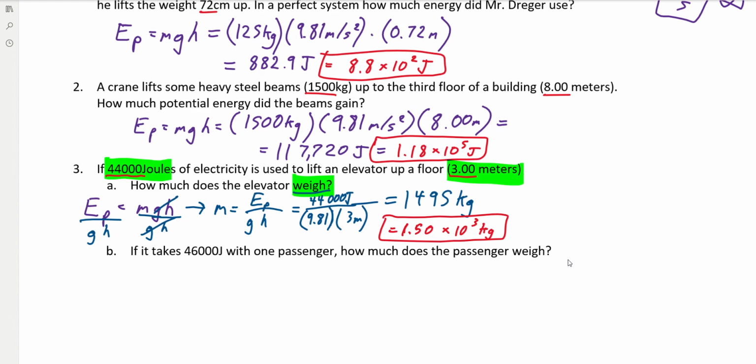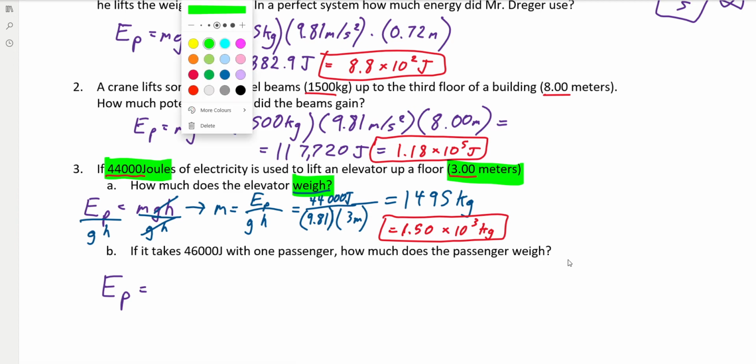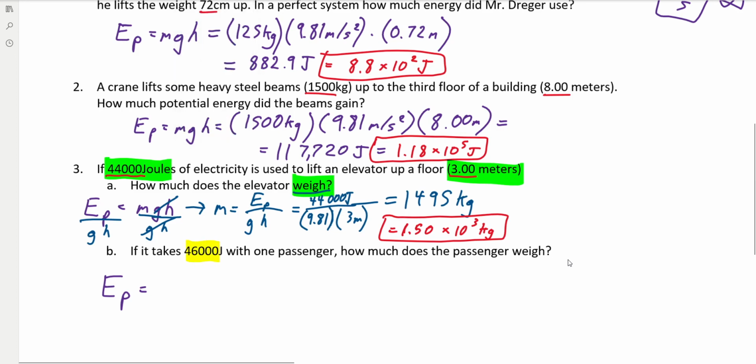Okay, looking at the last one here, same sort of deal, except that we are looking for a different answer here. So first of all, if it takes this much with one passenger, what we're going to do is just subtract it from the original amount. So what's the difference between these two? Maybe I can highlight it so you can see what I'm talking about. This number and this number, what's the difference between them? And so what we need to do is, let's do green, subtract those.